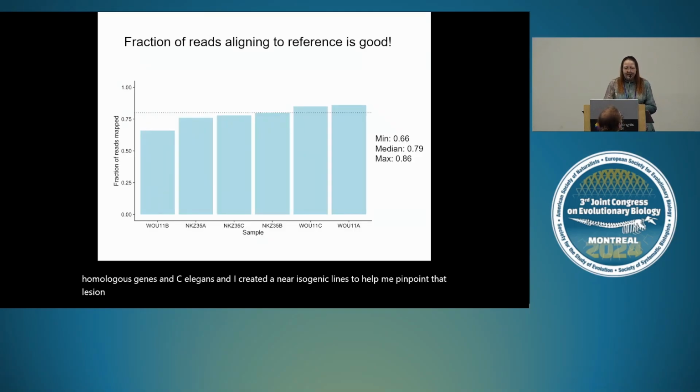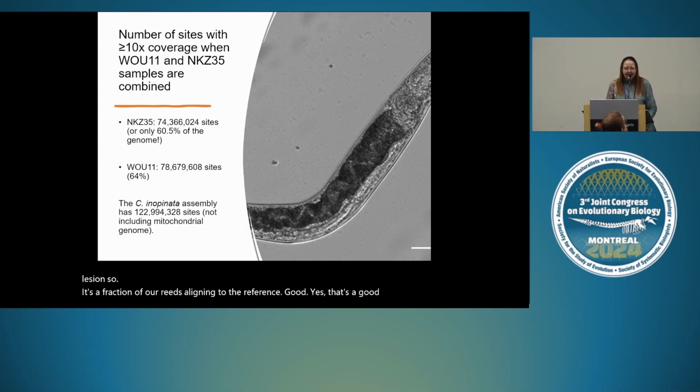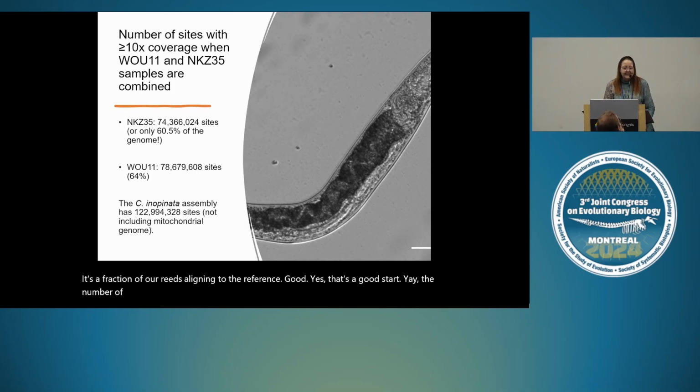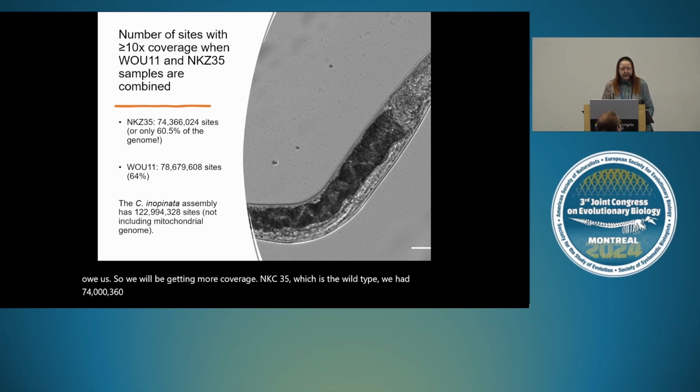So, the fraction of our reads aligning to the reference. Good, yes, that's a good start, yay. The number of sites with greater than 10x coverage when we compared them, well, we only got 10x coverage. We want more, so that's a future thing. We did ask for 30x coverage, and they owe us. So we will be getting more coverage. For NKZ35, which is the wild type, we had 74,366,024 sites, or only 60.5% of the genome.